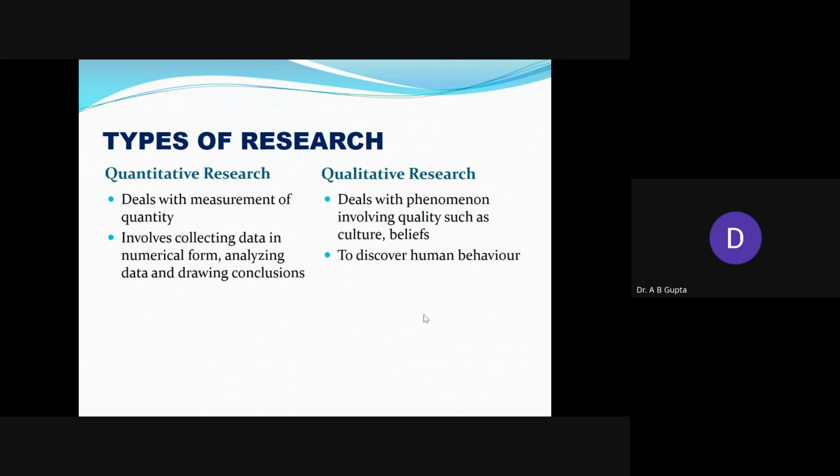So I hope that all these different types of research are clear to all the participants. We focused on the descriptive research versus analytical research. Then we focused on conceptual research versus empirical research. We focused on fundamental research versus applied research, and then quantitative research versus qualitative research.